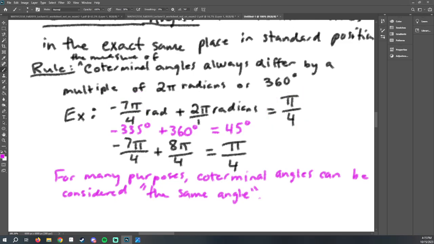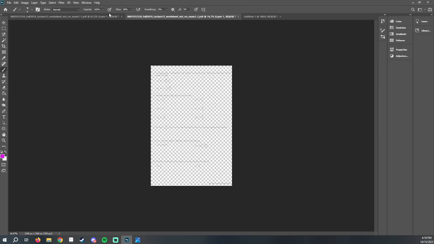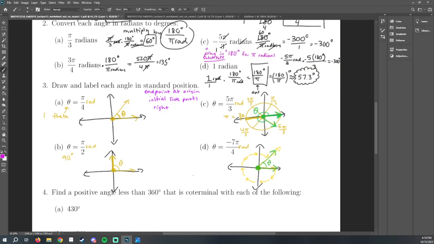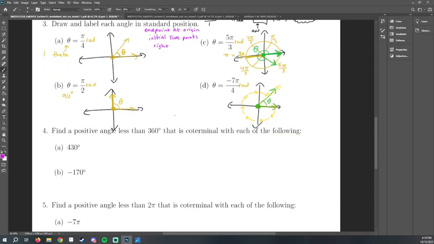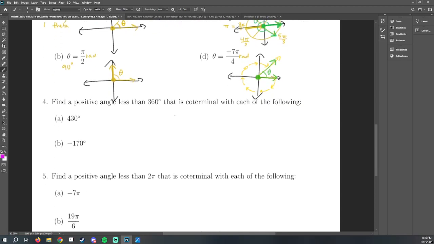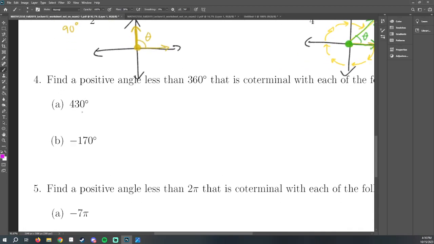All right, so in general, the rule is if they're different by a multiple of a whole circle, then they're coterminal, which means that they look and act like the same angle as each other. So again, that's like this and this. Those are coterminal.